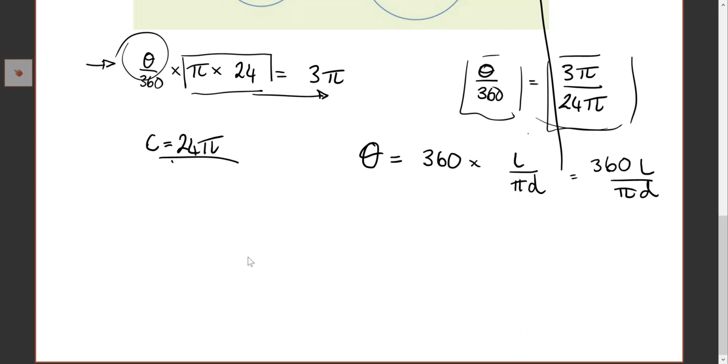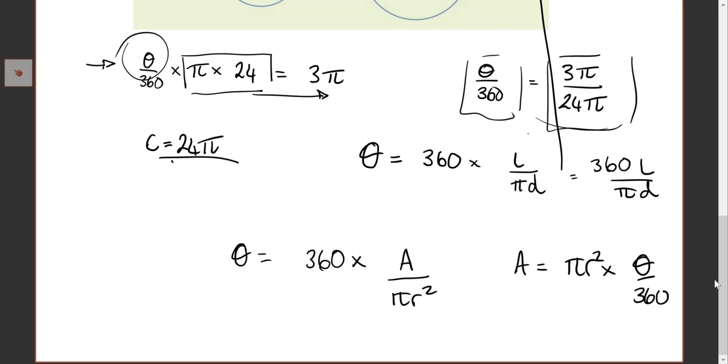So theta using the area would be 360 multiplied by, because that's the whole angle, A over pi r squared, where A is the area of the sector. Yeah? So this is the fraction, it's this area out of the total area. If you think back to the formula for area, it's pi r squared multiplied by theta over 360. Do you see the similarities? Or the arc length L is pi d times theta over 360.